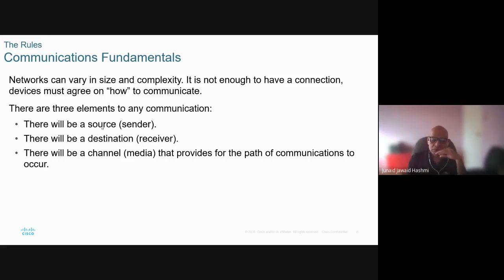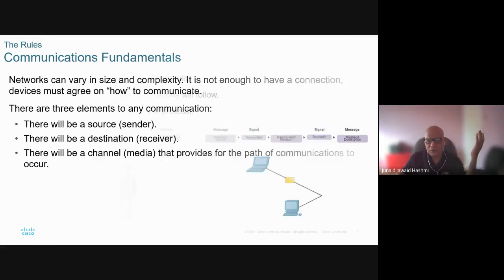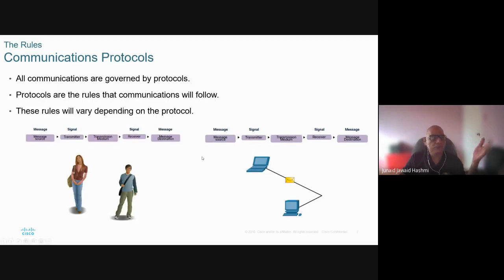Okay. So in your lab last week, you connected two computers. So sender, receiver, and the channel was the cable, the Ethernet cable. A channel could also be in a wireless network. The channel is the atmosphere, the air. Okay.